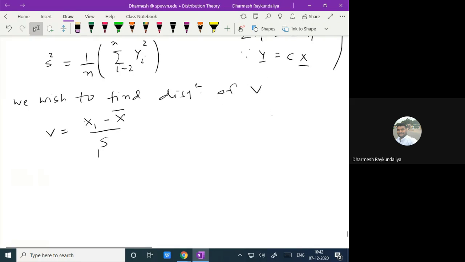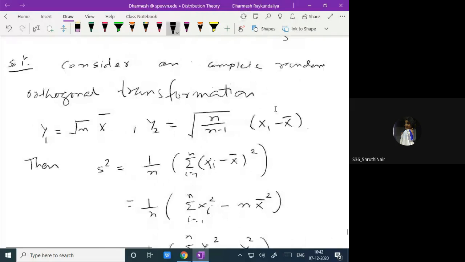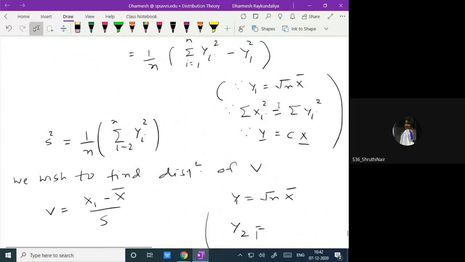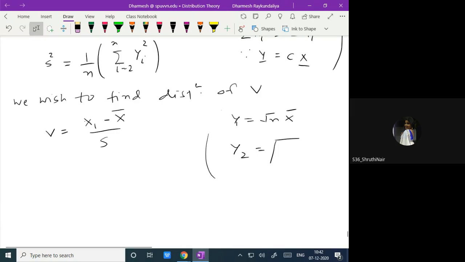Now, what is y1? y1 is nothing but root n x bar, and y2 equal to what we consider? It is root n upon n minus 1 into x1 minus x bar. So this we have considered.